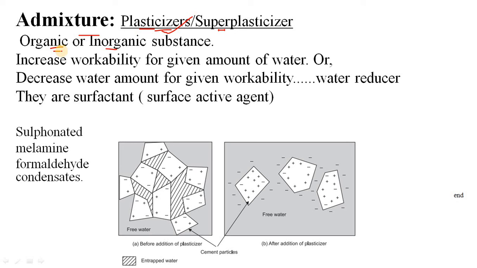Okay, for example, an inorganic substance, a very long name, sulfonated melamine formaldehyde condensate. It is not possible to memorize. Simply go to the market and ask for a better super plasticizer available. Okay, that will be sufficient, and you may check if this type of material or chemical is there or not. Okay, this is the very famous chemical which is used for manufacturing super plasticizer.